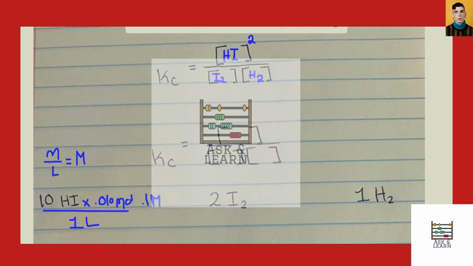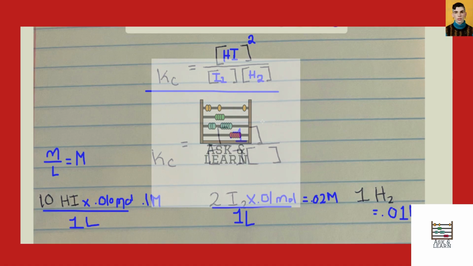And then we're going to do the exact same thing for I2. For I2, we have 2 molecules, so times 0.01 mole, again, divided by 1 liter. And that is going to give us 0.02 molar. Now try and pause the video and do H2 by yourself. So again, you're going to do the exact same thing. And you should come out with 0.01 molar.